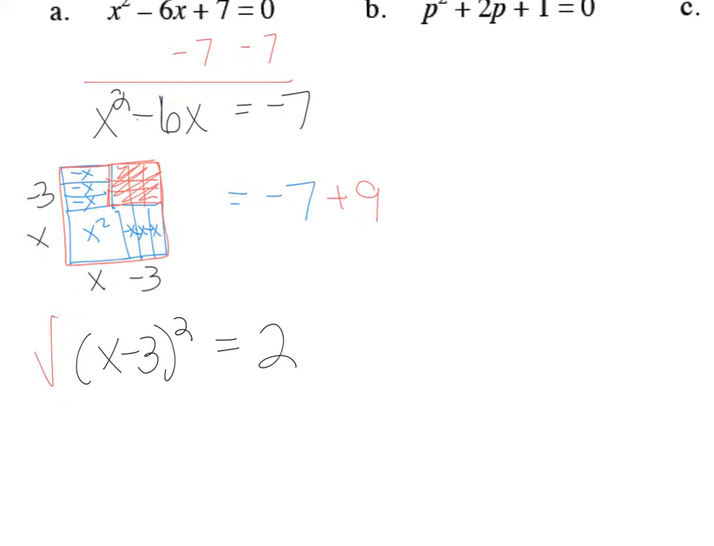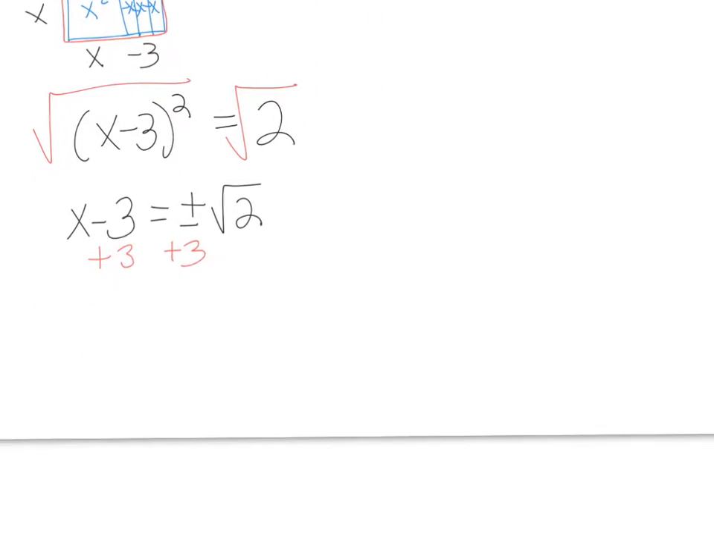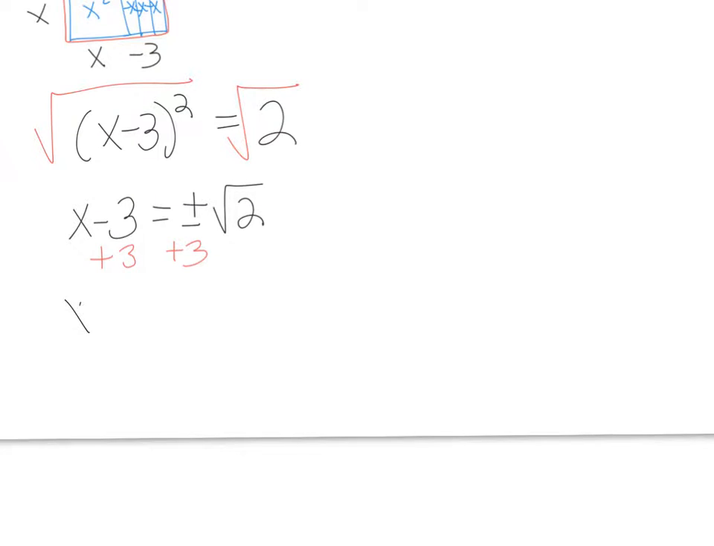All right, and we go forward on this one. We take the square root of both sides, and we end up on the left with x minus 3, and on the right, plus or minus the square root of 2. I'm going to add 3 to both sides of that equation to get x all by itself. And we get x equals 3 plus or minus the square root of 2. All right, so that's our first answer here.